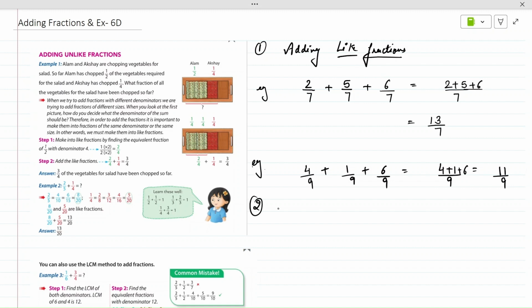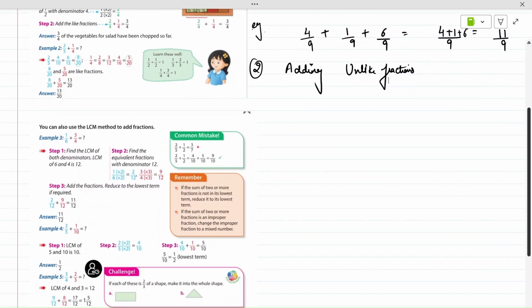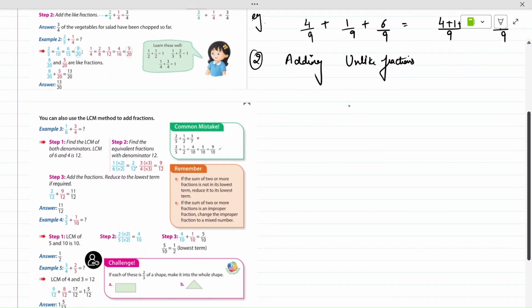Now coming to adding unlike fractions. So in the case of unlike fractions, we will have the numerators and the denominators different here. So here I'm taking two fractions, 3 by 5 and another one I'm taking 1 by 4. So if you see here, the denominators are different. In fact, the numerators are also different here. But when the denominators are different, we call them unlike fractions.